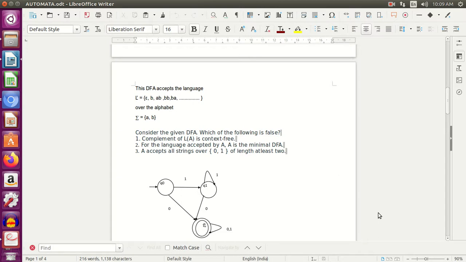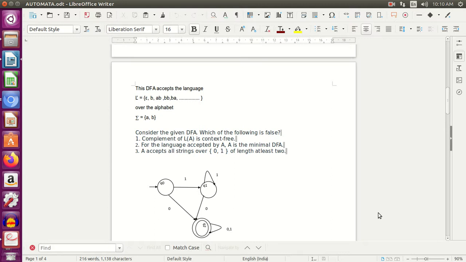If you remember the partitioning method that I taught you all last day, we partitioned in such a way that the final states will be in one portion and the non-final states in the other portion, right? So I guess this is not the minimal DFA. The minimal DFA will contain two states.